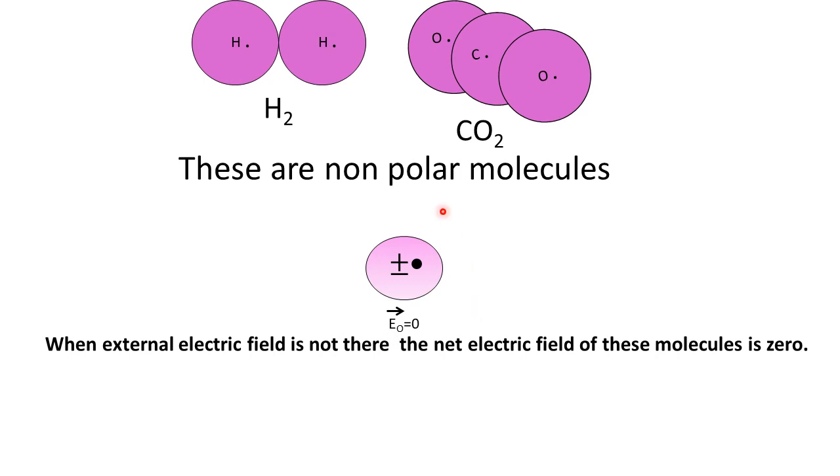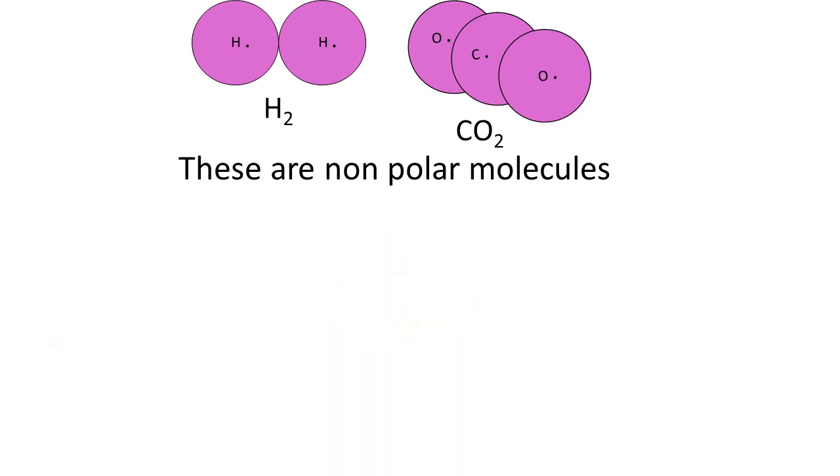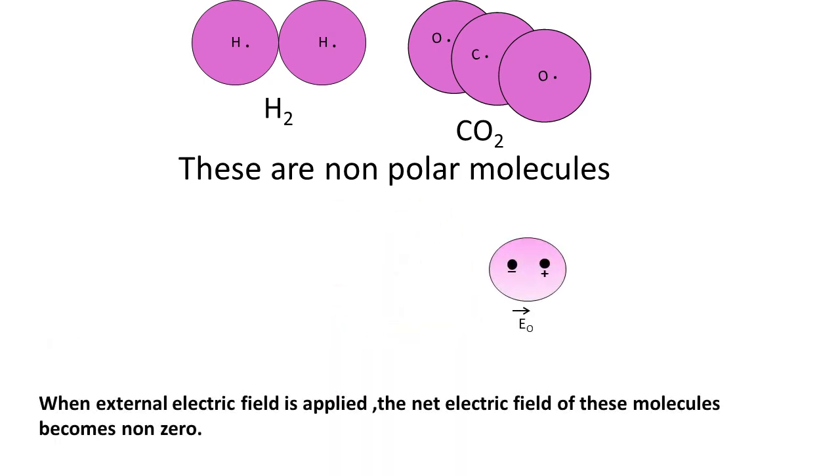Let us see what happens when external electric field is applied. The centers of mass of negative and positive charges get separated by a certain distance when these non-polar molecules are placed in external electric field. So net electric dipole moment vector is set up, that is non-zero. So electric field is also non-zero in non-polar molecules when these are placed in external electric field.